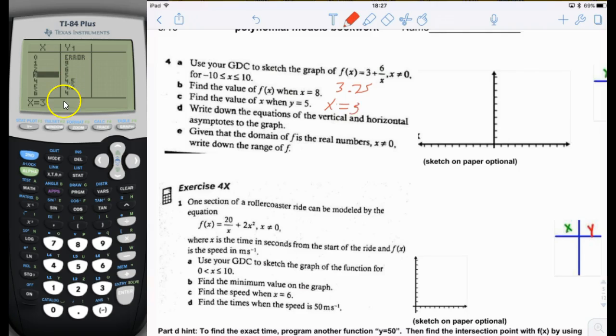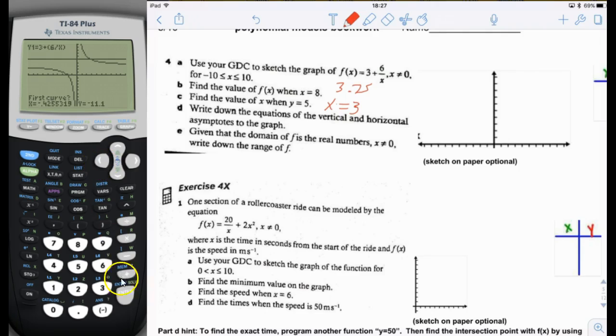The other way to do it would be to draw a second line here. I'm going to draw a line at y equals 5. And then I'm going to graph it. And then I'm going to see where this intersection point is. Second calc, intersect 5. First curve, yes.